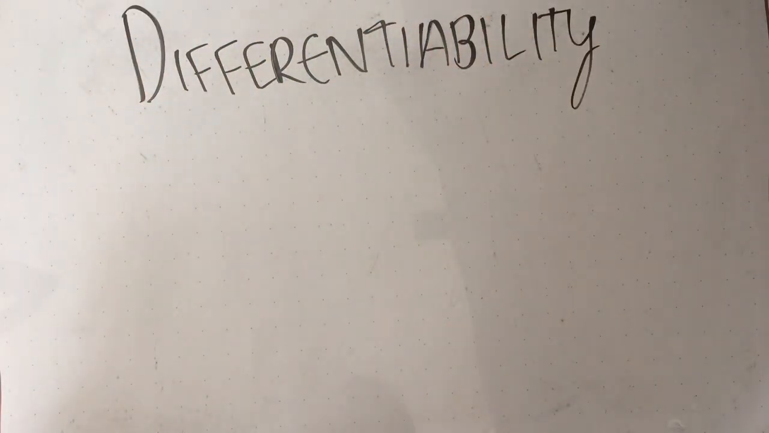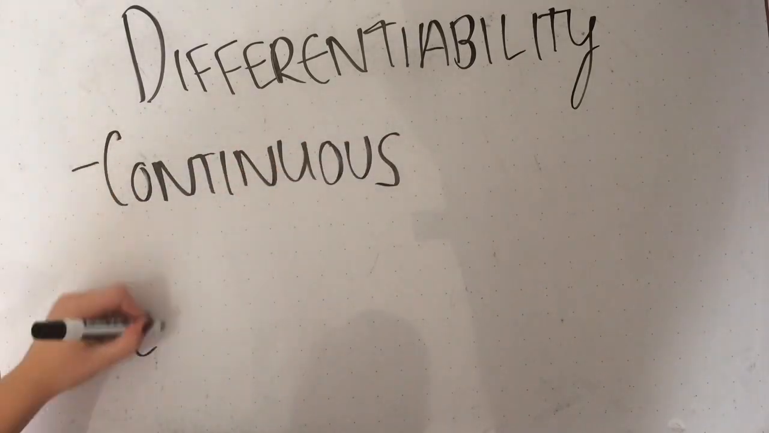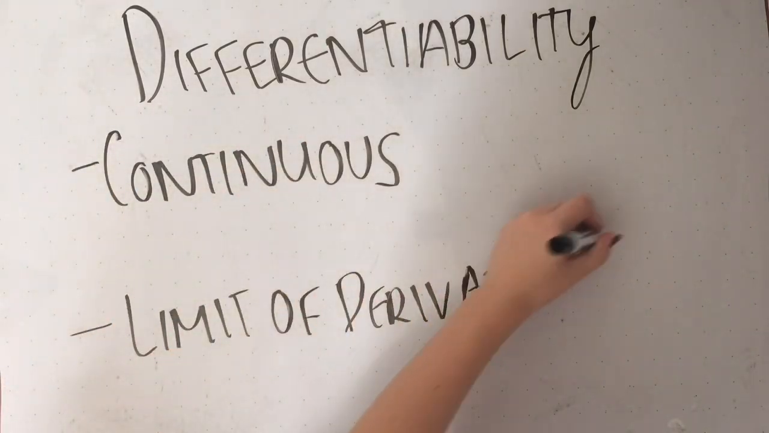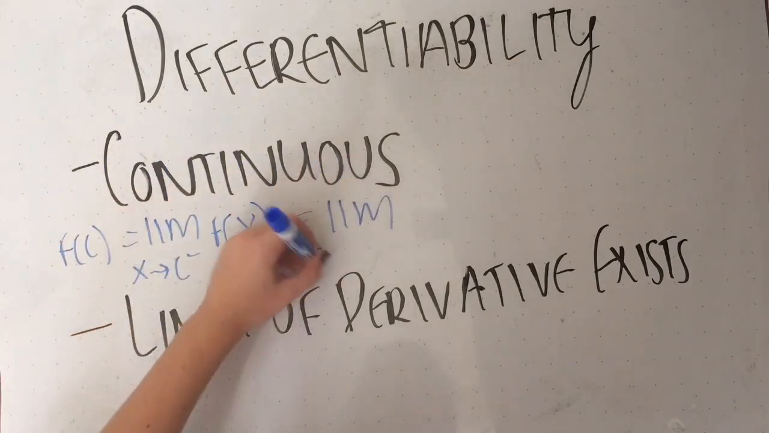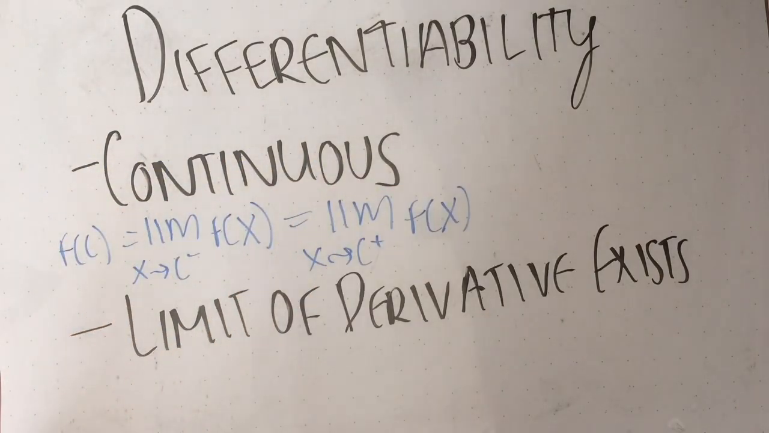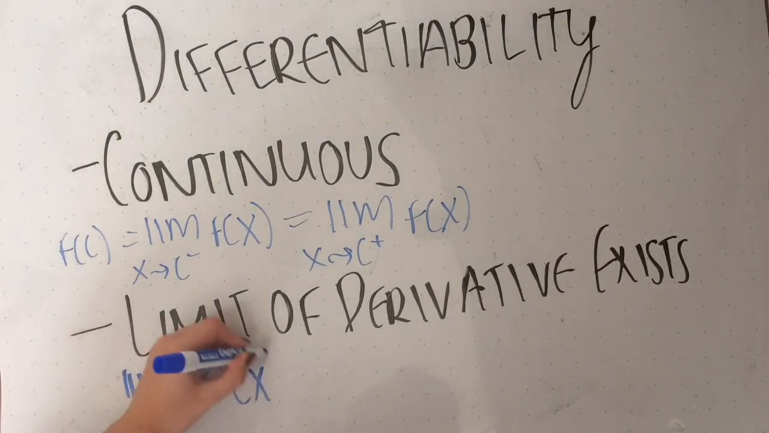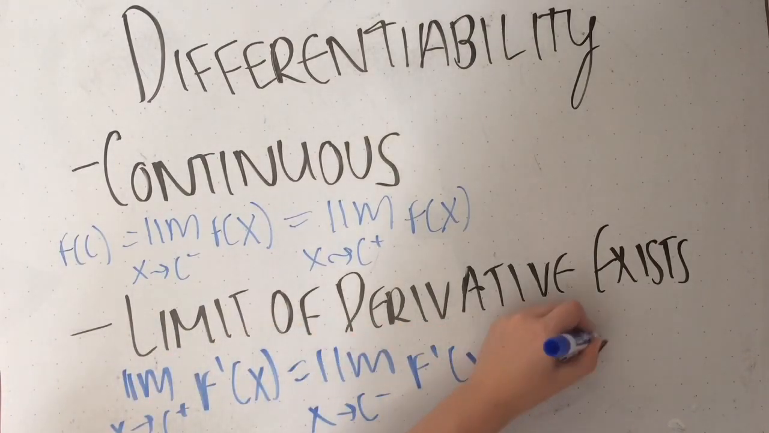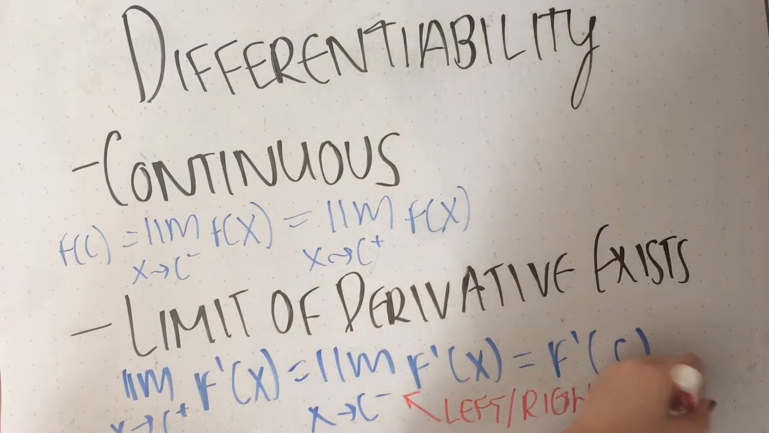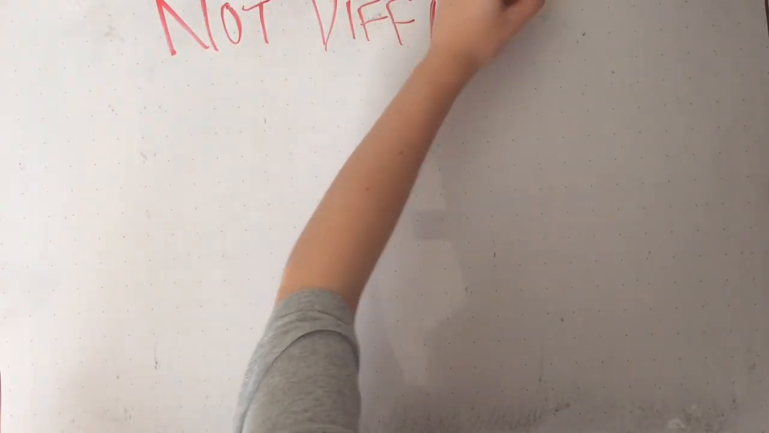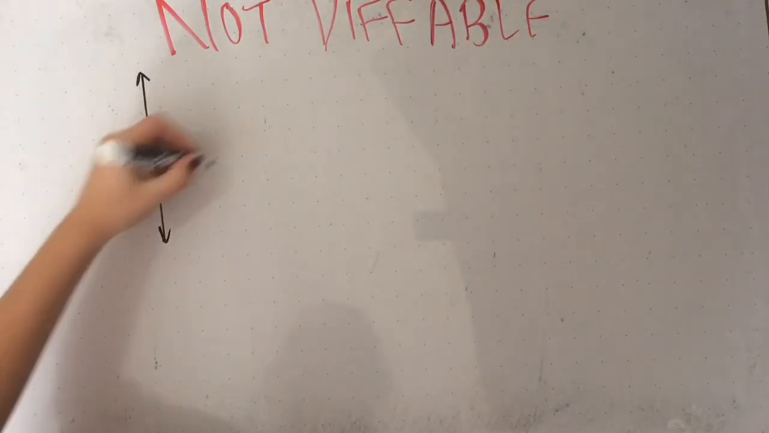Number one, it has to be continuous, and number two, the limit of the derivative has to exist. So what does it mean for it to be continuous? Well, it just means that f of c has to equal the limit of f of x on both sides of c. And then for the derivative to exist, it just means that the limit of f prime of x has to equal the limit of f prime of x on both sides, which basically means the slopes are equal on both sides. So there's four main cases when something isn't differentiable.